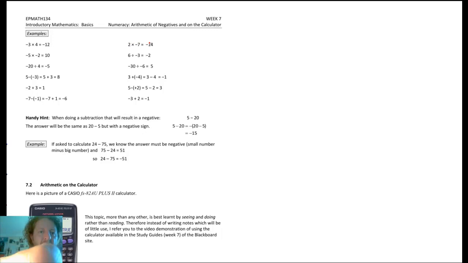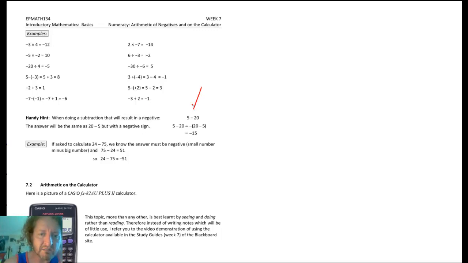A plus times a minus is a minus. A plus divided by a minus is a minus. A minus divided by minus is a plus. This plus minus becomes a minus. This minus plus becomes a minus. And 3 steps back plus 2 steps forward, I'm still 1 step back.